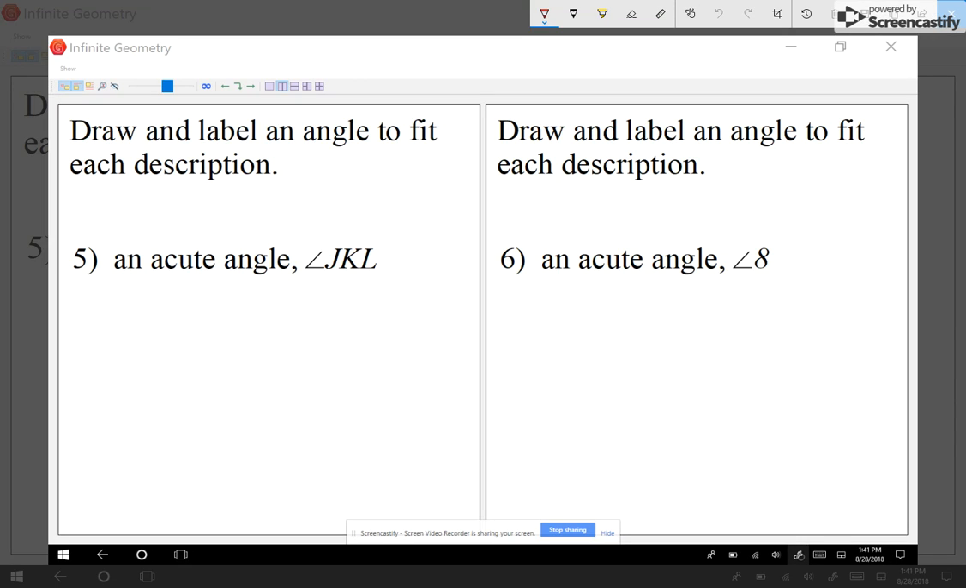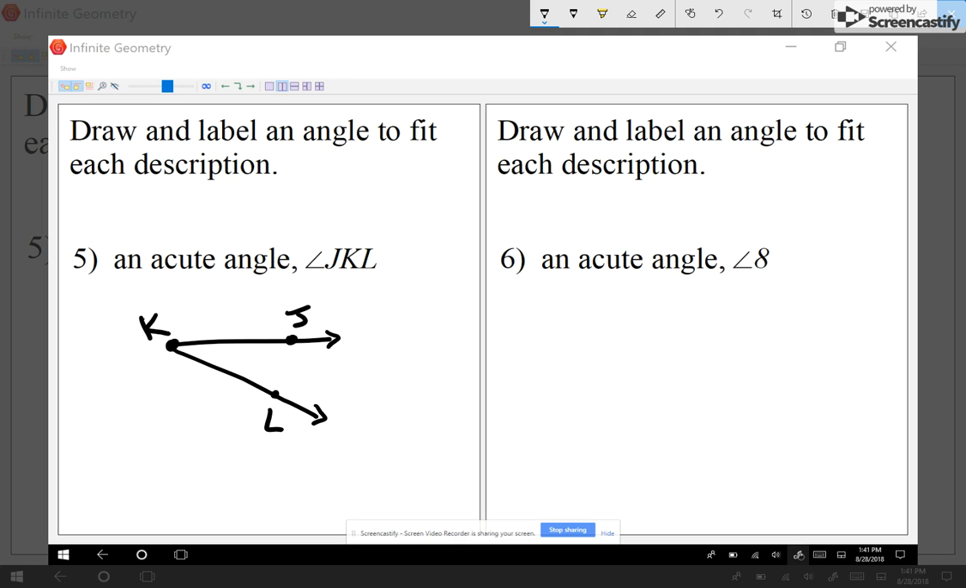For question number 5, I want an acute angle, and I want the angle to be called angle JKL. So, acute angle, let me draw it. I know it's less than 90. I drew an acute angle, but I want it to be called JKL. That K is in the center, so K has to be the vertex. Now J and L are on each ray, different rays. It doesn't matter which ray you choose for J. I'm going to put J there, and L there. So it's an acute angle, JKL. Make sure K is the vertex.